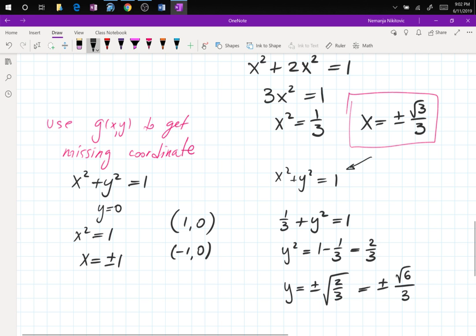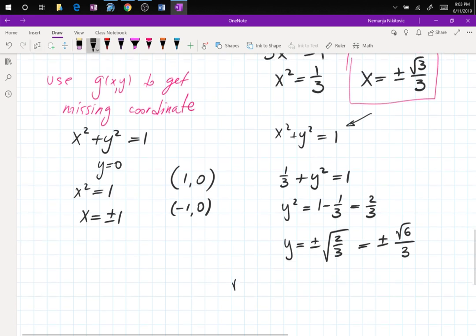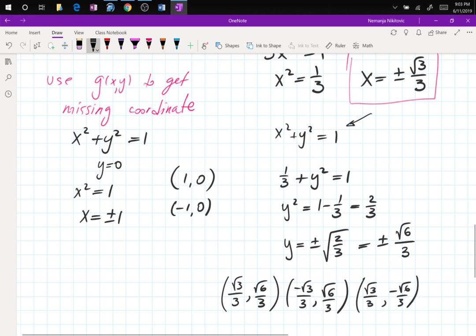And observe that your x coordinate is plus or minus, and your y coordinate is plus or minus. How many points does that create? 4 points. You have positive root 3 over 3, positive root 6 over 3; negative root 3 over 3, positive root 6 over 3; positive root 3 over 3, negative root 6 over 3; and both negative: negative root 3 over 3, negative root 6 over 3. So there's a total of 6 points there, including the two from before.